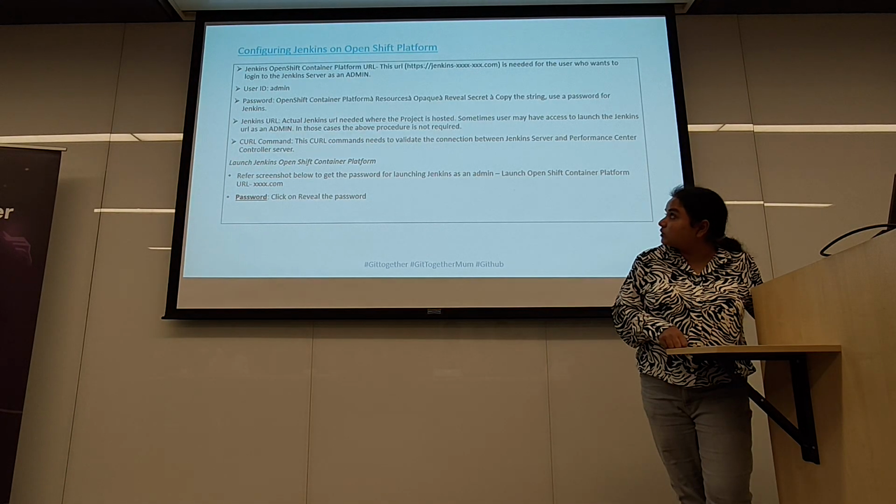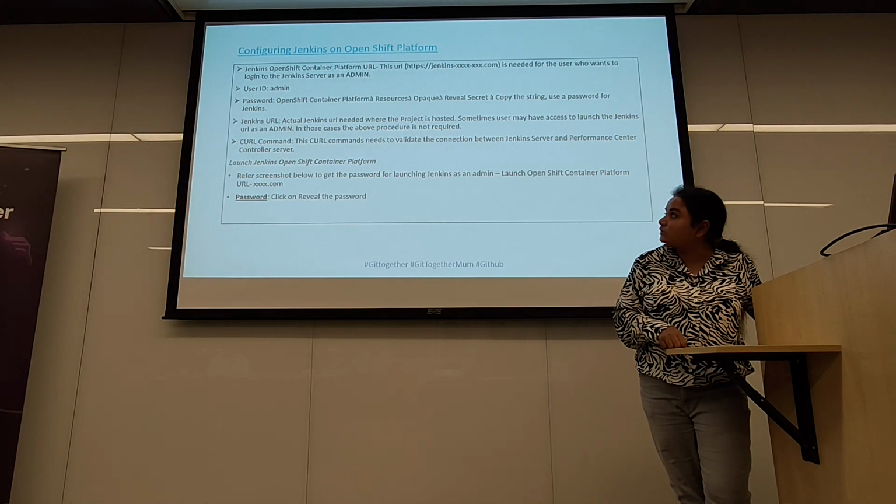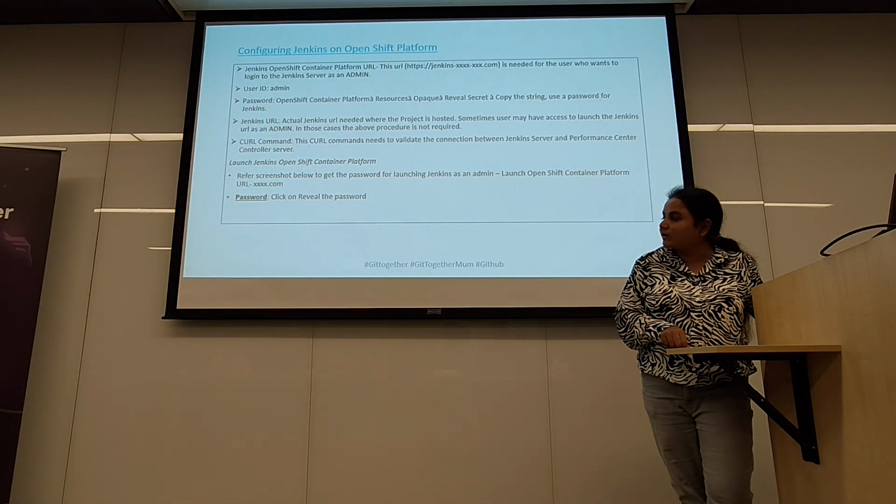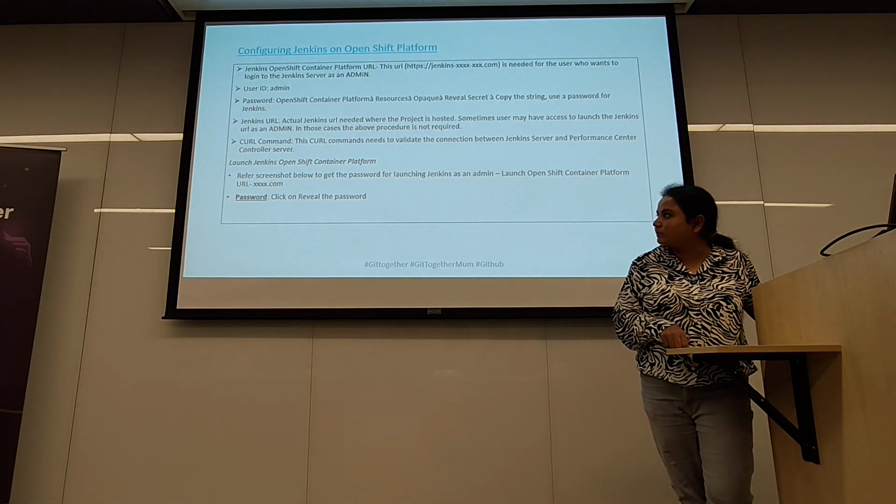So yeah, this is configuring Jenkins on the OpenShift platform. As I told, we have to log in. I have shown this here with the admin login and the Jenkins URLs. When you hit the Jenkins URL, you have to log in for a particular domain, and we'll give out the credentials.